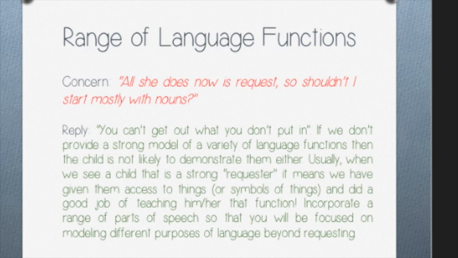So what if I have a child who's really interested in requesting? Should I have a system that really is heavy into the nouns? I like to say that you can't get out what you don't put in. So if we don't have a strong model for a variety of language functions, then it's not likely that the child is going to use them. So typically when we see a child that is a strong, quote, requester, it means that we've really reinforced that particular function. So we've given them symbols of objects, or actual items, and encouraged that particular function. So if we want to see different functions, then we would need to provide access to different parts of speech, so that we do see different functions being modeled and used expressively.